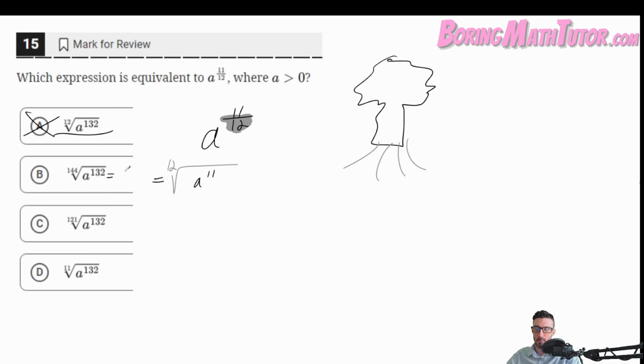But now I can work backwards on some of these other answer choices and make this one 132 over, take that root and put it on the bottom. Could that be the same? Well, you know what? It actually can be, because if you multiply 12 by 12, you get 144. And if you multiply 11 by 12, you get 132. So yeah, that's actually our answer right there.